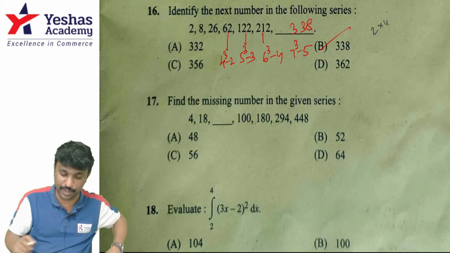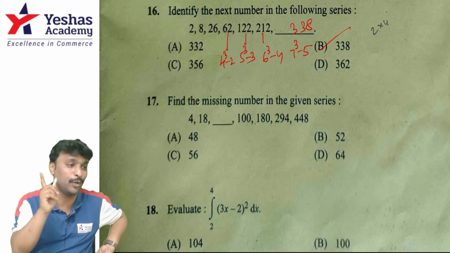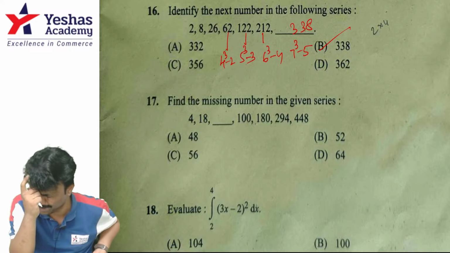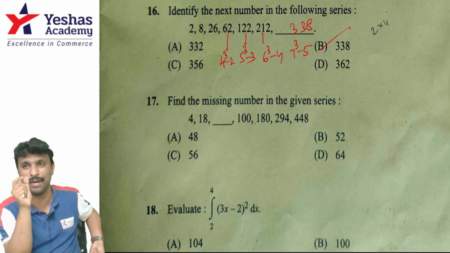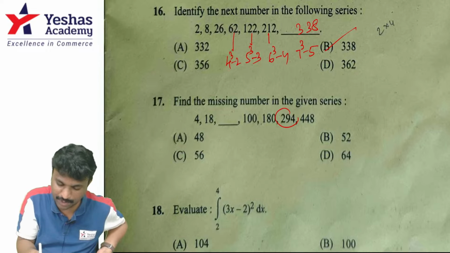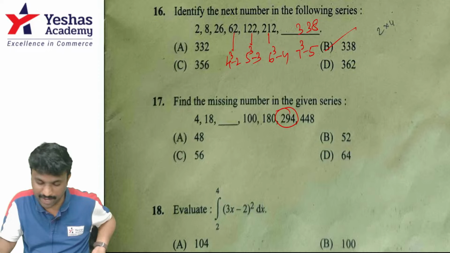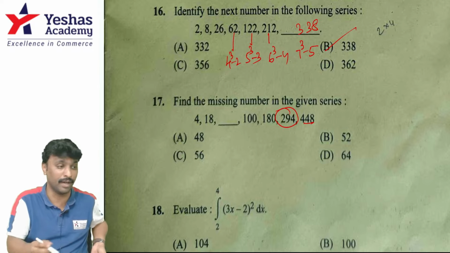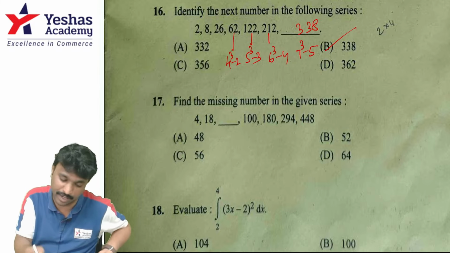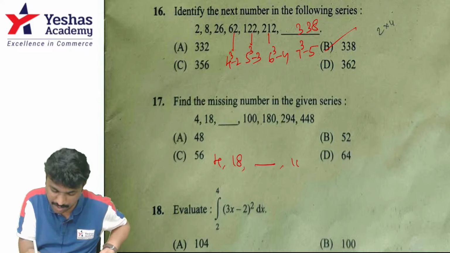Moving on to the next question. Find the missing number. This is what we need to find. I told you how to check whether it is an addition pattern or a multiplication pattern. Feed the last but one number in the calculator. 294 into 2 is 588. It is more than the last number, so definitely it is an addition pattern. The series is 4, 18, question mark, 100, 180, 294, 448.